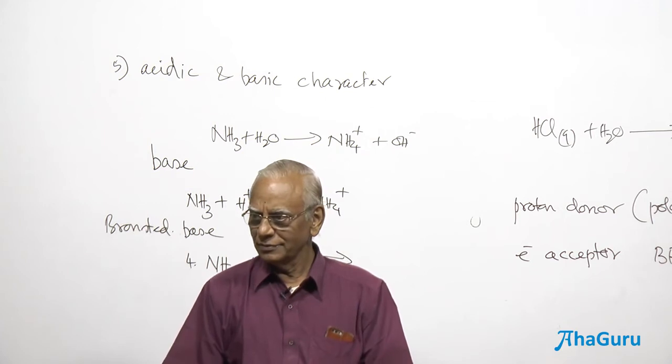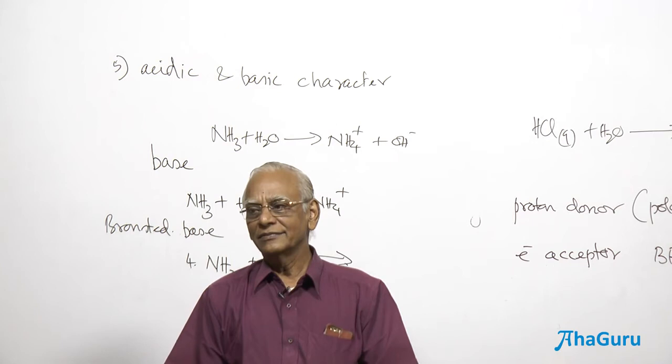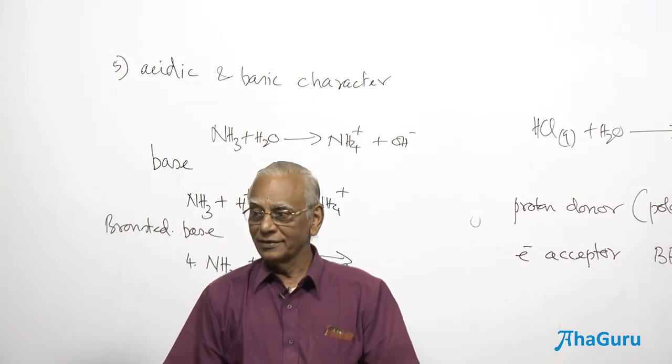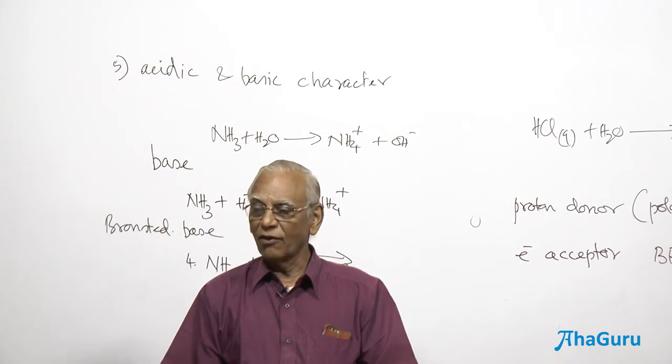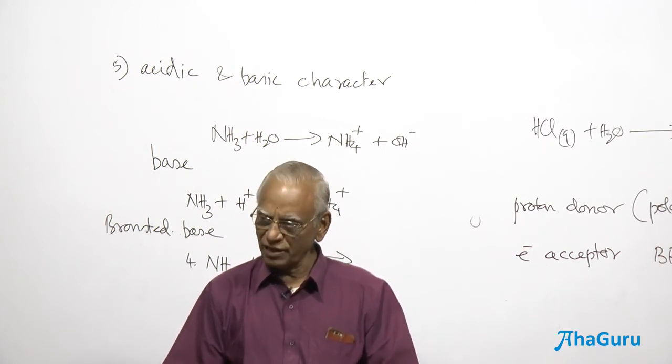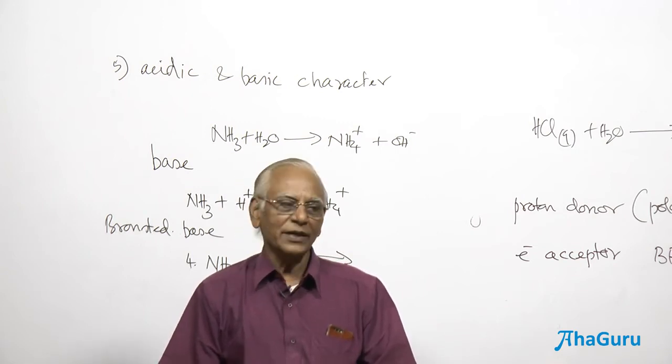Sir, to attain stability. So how is the stability attained? Half stable orbitals. Half filled orbitals are more stable than completely filled orbitals. No, sir, incompletely filled orbitals.